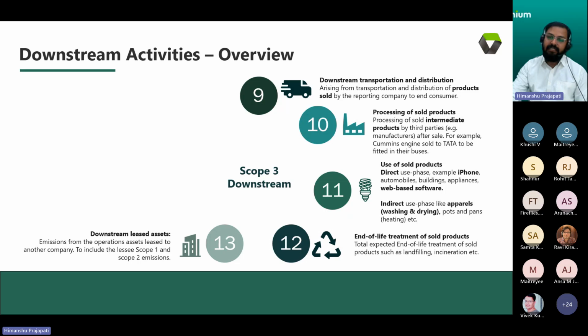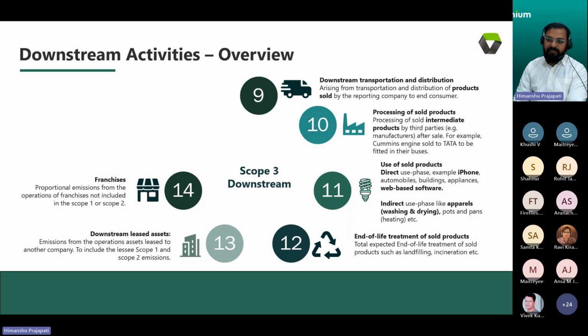Next is downstream leased assets. So emissions from the operations of assets leased to another company. Here in this case, again, it is the lessee's scope 1 and scope 2 emissions that have to be included. So if I am leasing out assets to someone else, their scope 1 and scope 2 emissions are my downstream leased emissions. And in the previous one, it was when I am the reporting company leasing from someone; in that case, that would be upstream leased assets.